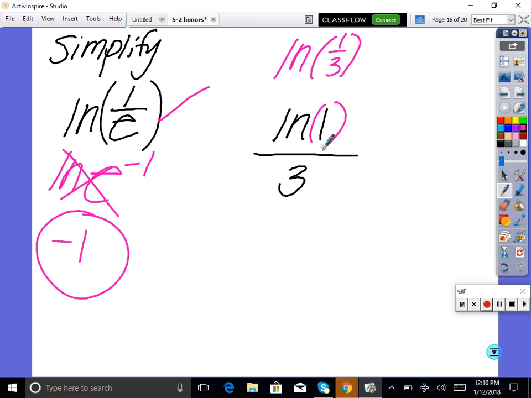You're all smart. Yeah, 0. It's 0. Remember, didn't we learn that log to any base of 1 is 0 every time? So this is log the base e of 1, which would be 0. So this is 0 divided by 3, which equals 0. So ln of 1 is 0, everybody.